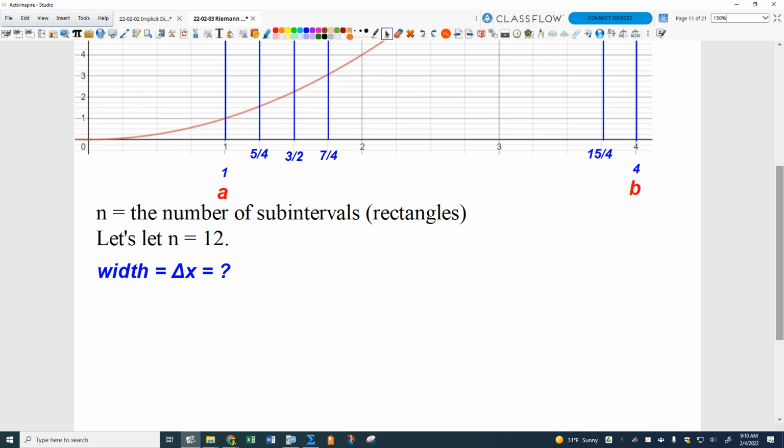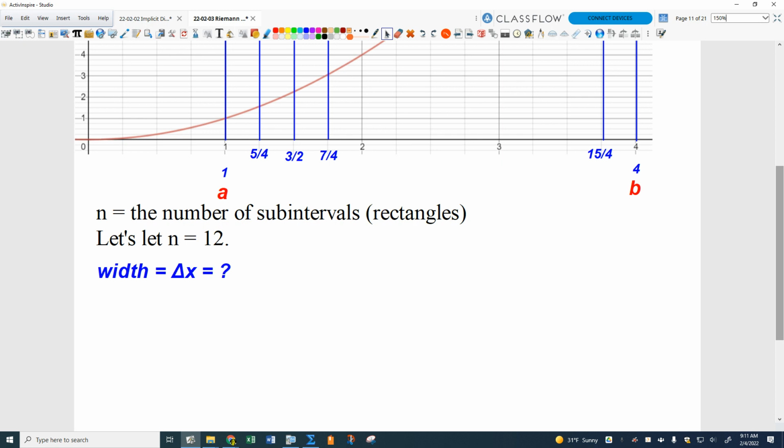If x is running from 1 to 4 and we're dividing it into 12 subintervals, what would it be? Not a third. Close. Remember, it's starting at 1. It's not starting at 0. It's going from 1 to 4. A fourth, right? And how do we get that?